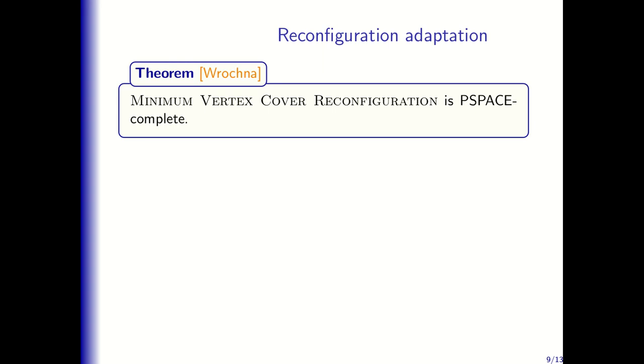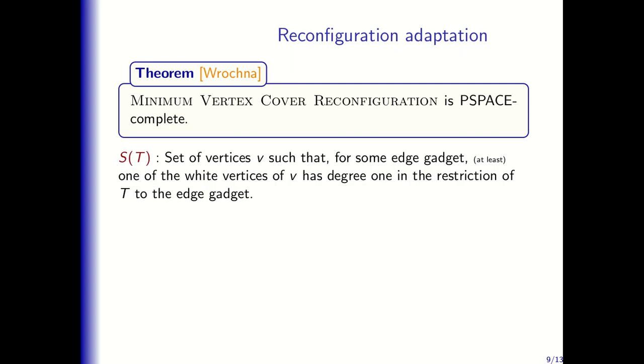So first, what we know, so there are many proofs of that result. For instance, Wrochna showed that the minimum vertex cover reconfiguration is PSPACE-complete, even on some restricted graph classes. And so we will show that if we have a vertex cover reconfiguration, then we can adapt it into a spanning tree reconfiguration in this reduction, and conversely, if we have a transformation between two spanning trees, we can transform it into a reconfiguration between two minimum vertex covers in the original graph.